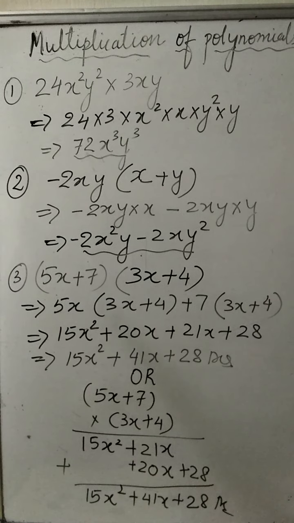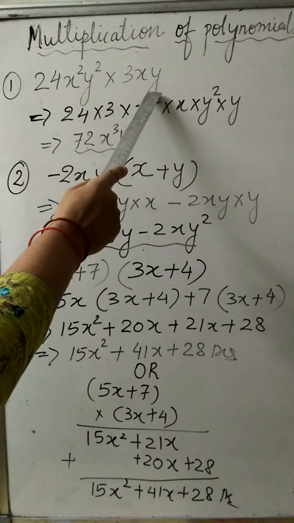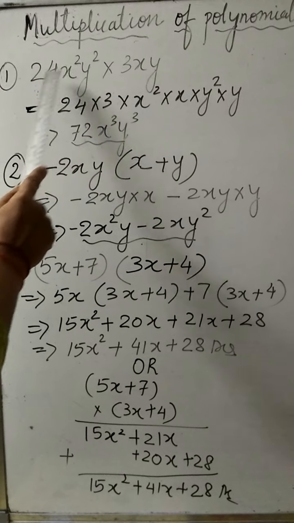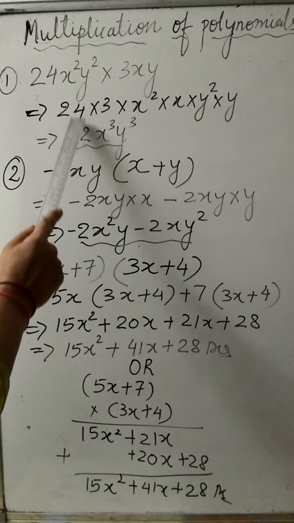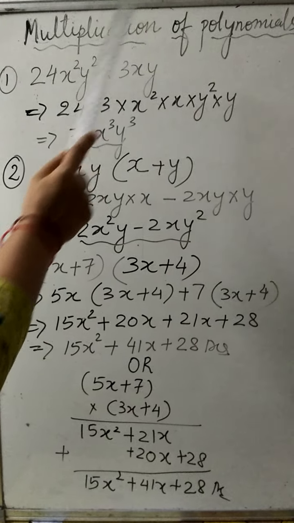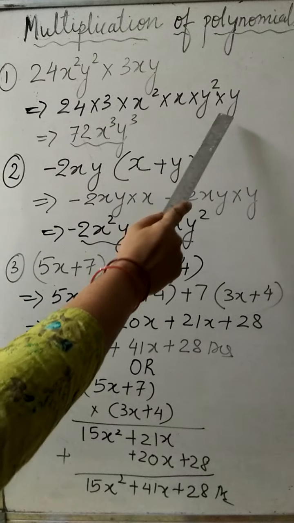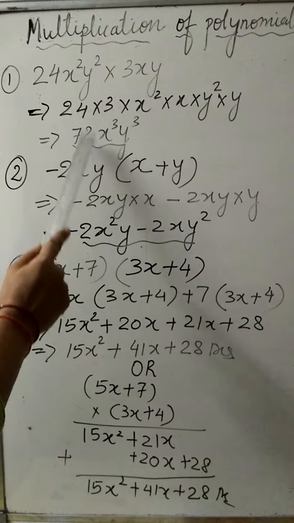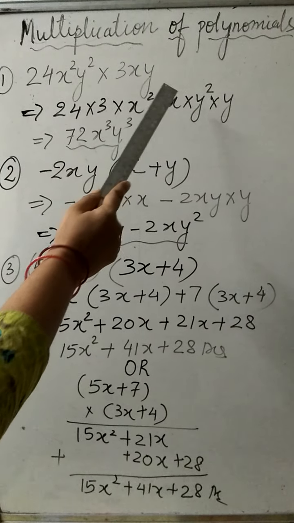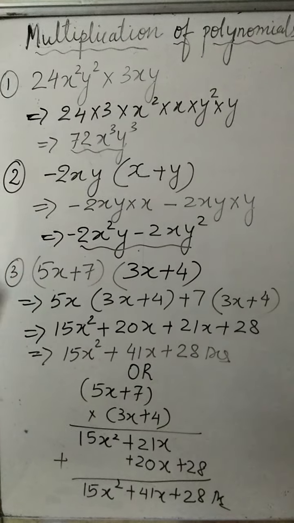So let us see question number one, 24x square y square into 3xy. Here the coefficient is 24 and here the coefficient is 3. So you have to multiply 24 into 3, and then x square into x. Here the power of x is 1, and then y square into y. Here the power of x is 2 and here the power of x is 1. So 2 plus 1, using the exponent rules, and you have to multiply in the same way. So here is the answer.